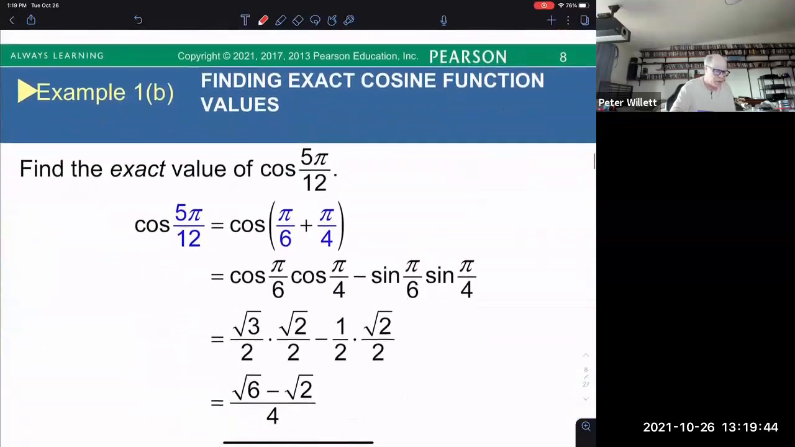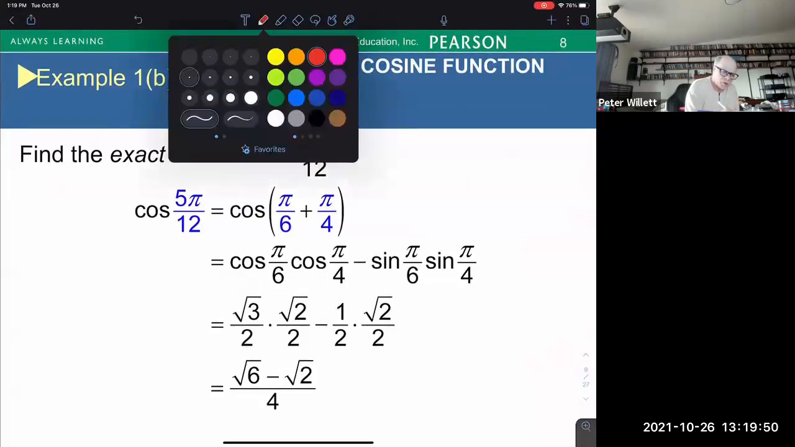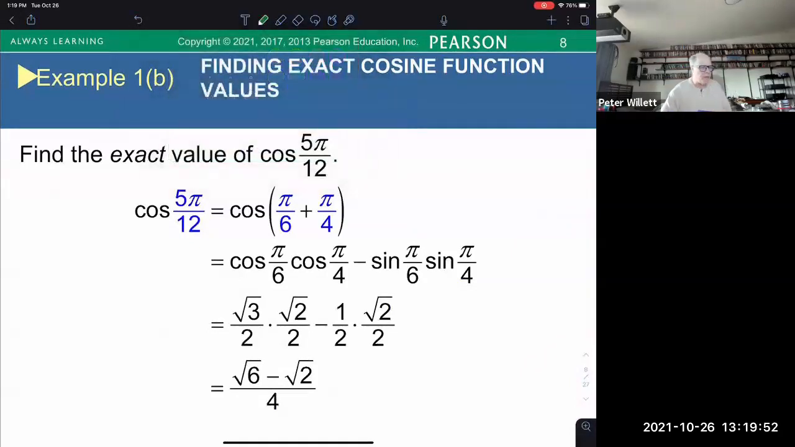Let's see if we can continue. So they have another one, and this one they are in radians mode. It says now find the exact value. So we know we can't just type it on a calculator.